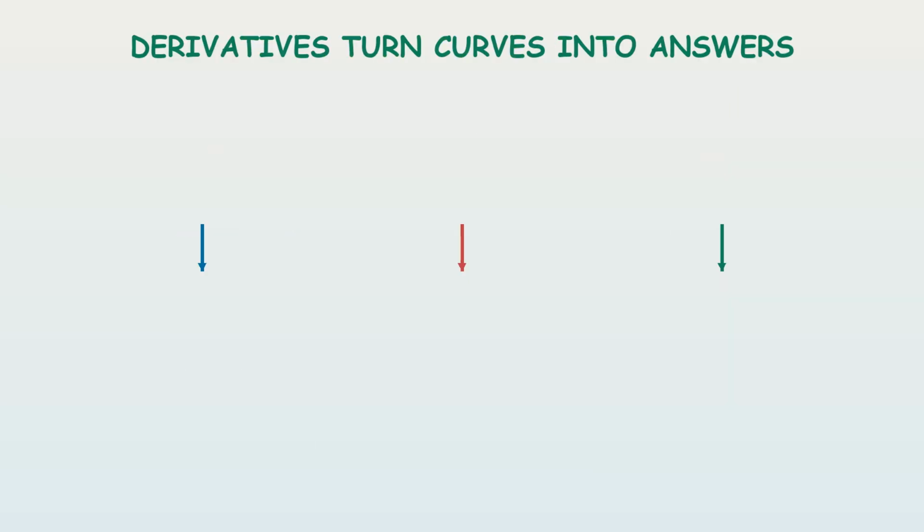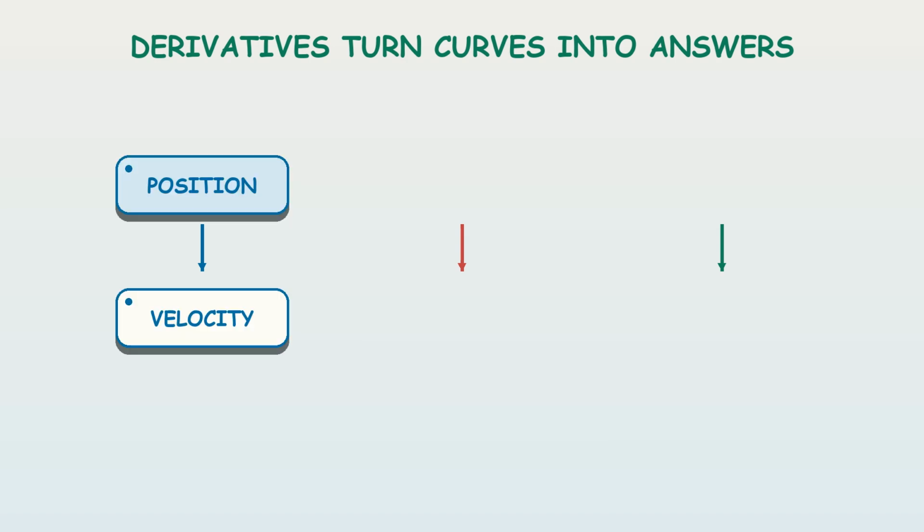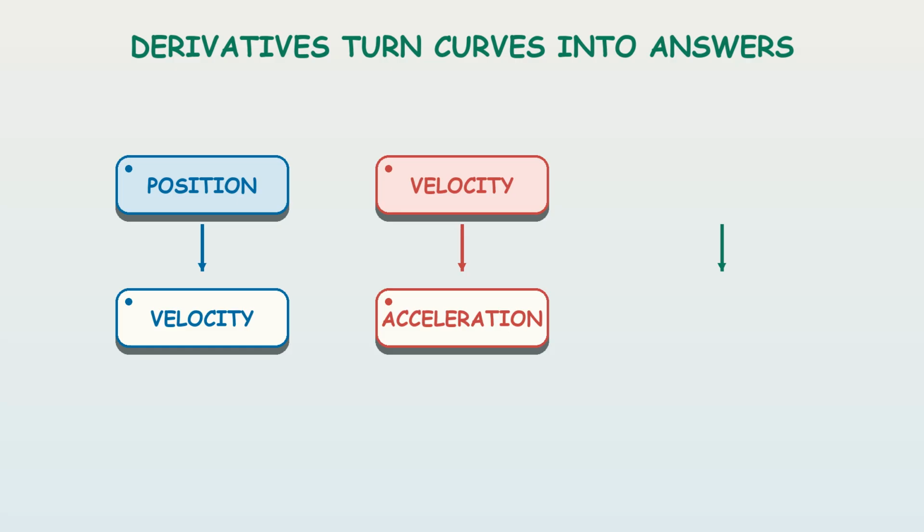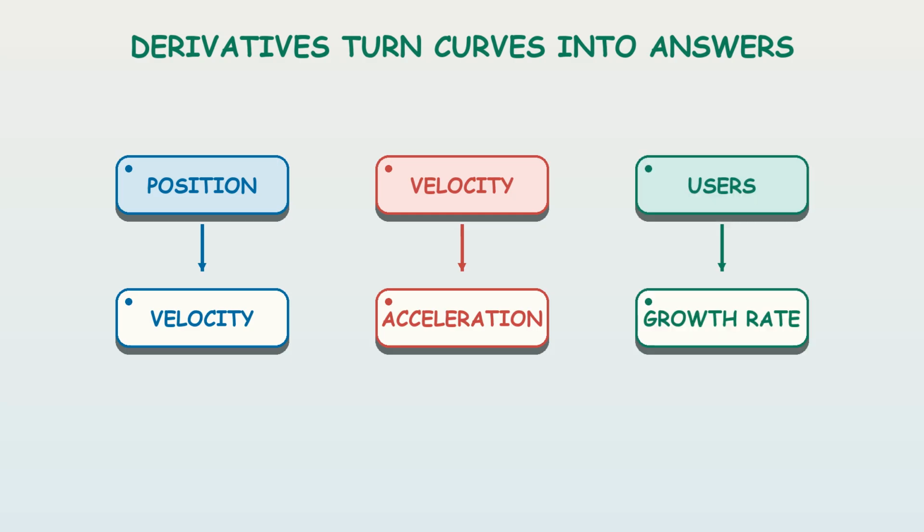This is what derivatives do. They turn a curve shape into an instant answer. They tell us what is happening now. If a position graph describes where a car is, its derivative describes the car's velocity. If a velocity graph describes how fast the car moves, its derivative describes acceleration. If a business graph shows total users, its derivative shows how fast new users are arriving.